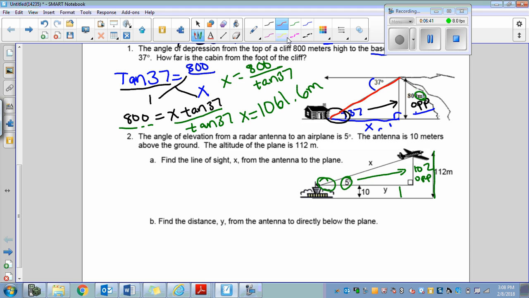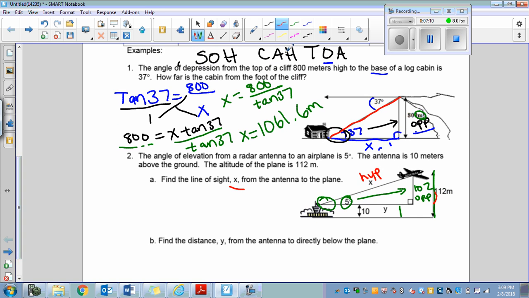My hypotenuse is X. They're asking us for X first. And that makes this right here my adjacent side, but they're not really asking us that yet. Okay, so they'll ask us that in part B. So what we're going to do is we're going to cover up Y with our hand. We're going to cover up this side with our hand. And we're looking for the opposite and the hypotenuse. So let's look at which trig function uses opposite and hypotenuse.